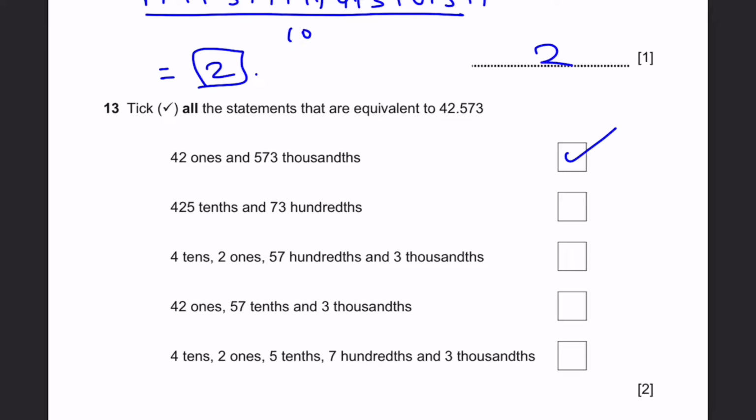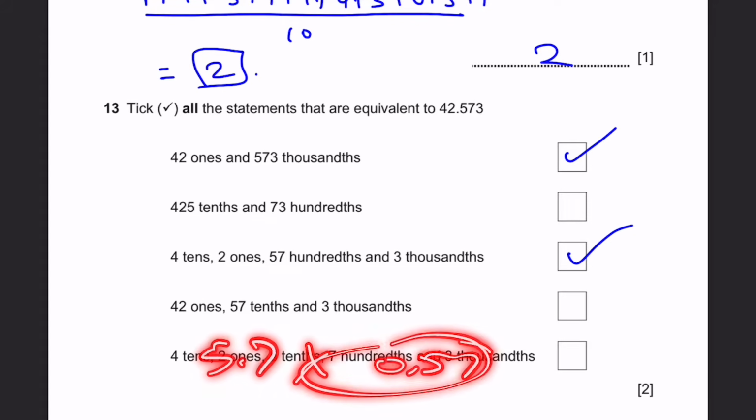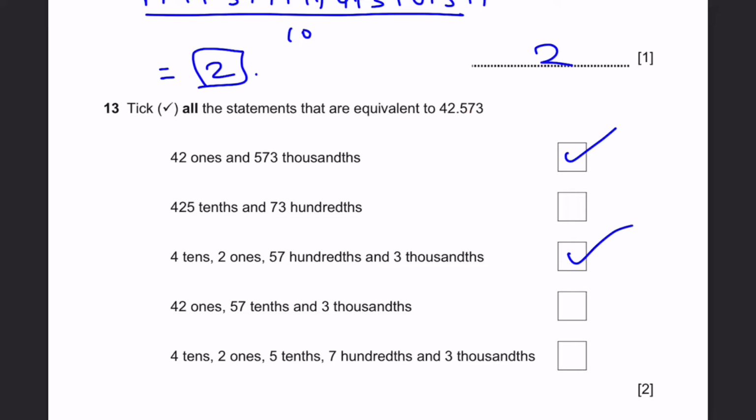The 425 tenths part is correct, but this is not correct, since 73 hundredths means 0.73. Now 4 tenths, 2 ones, 57 hundredths, and 3 thousandths. Also correct. 42 ones, 57 tenths, and 3 thousandths. That's wrong. This 57 tenths is wrong because that means 5.7, not 0.57. But we need 0.57 here. These two are correct, but then this one's wrong.